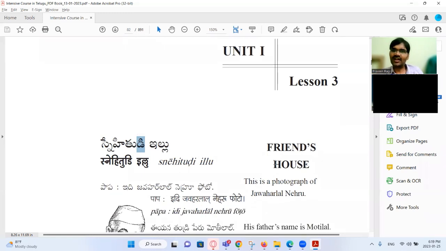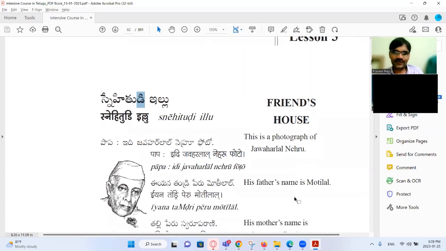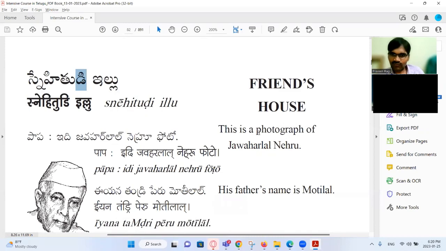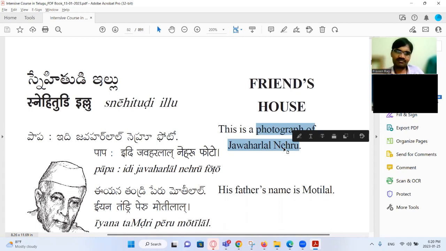Okay, but remember, we don't use the meaning of apostrophe, yokka, in the spoken language. We just skip. For example, Ramesh's house, Ramesh yokka illu. This can be used in written language. But when we come to the spoken language, we just say Ramesh illu, that's all. Okay, so Papa Vidhi Jawaharlal Nehru photo. This is a photograph of Jawaharlal Nehru. So photograph of Jawaharlal Nehru means Jawaharlal Nehru yokka photograph. But yokka we can skip, not necessary. Okay, just we can say Jawaharlal Nehru photo.